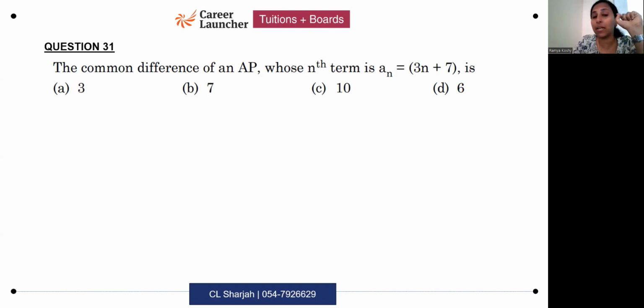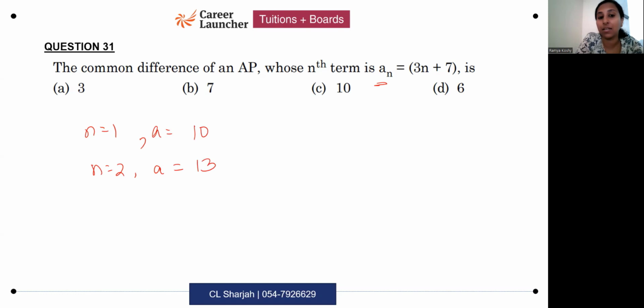Here, what was the logic you apply? How do you find the common difference whose nth term is 3n plus 7? There is a shortcut in which you will get the answer in 1 second, and there is a longer way also. Ma'am, n equal to 1. You put n equals 1, and you get the value as 10. So that is A1. An is 3n plus 7. To find A2, what should you do? You put n equals 2 and you're going to get 3 into 2, 6 plus 7, 13. This is A2.